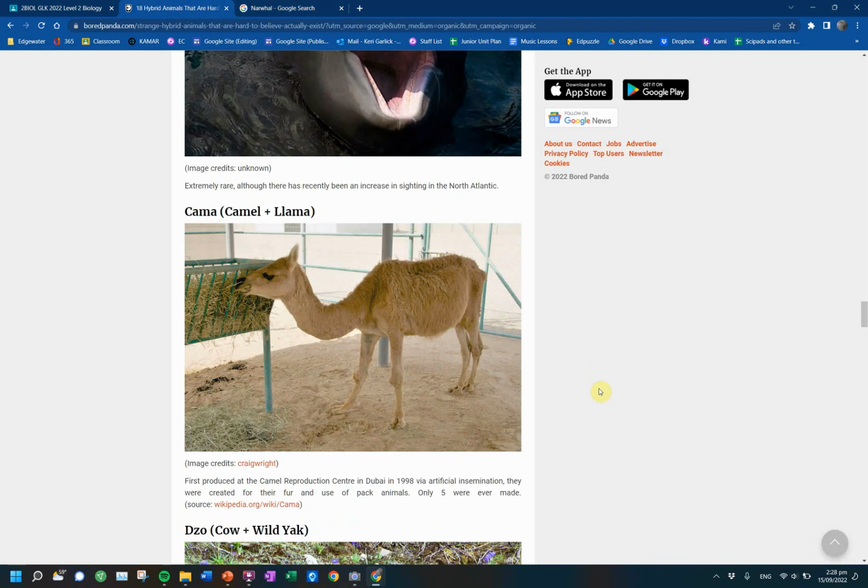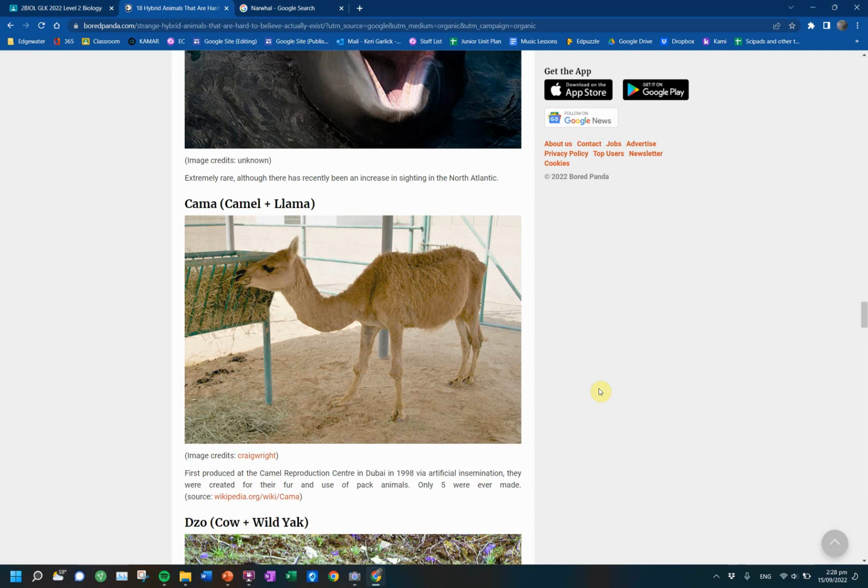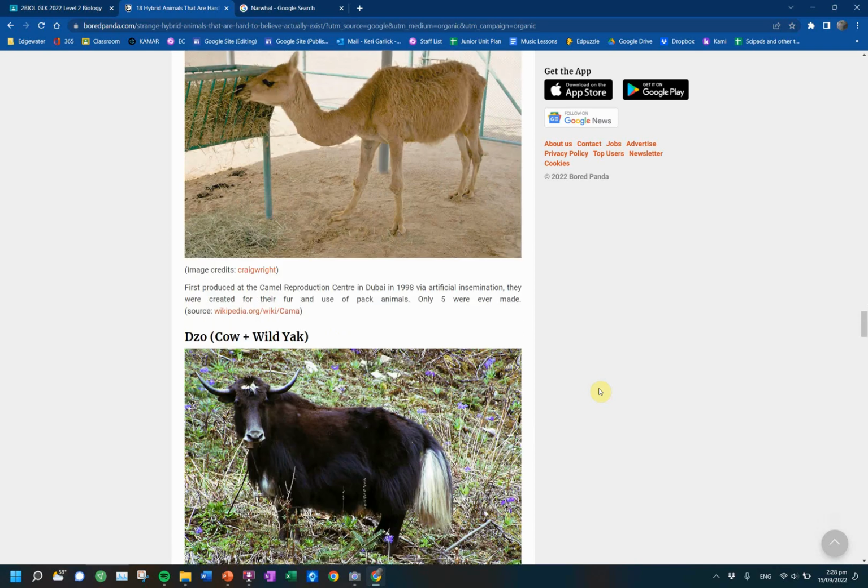This is a camel with a llama. I thought, but can they procreate? Which ones? Camels. Probably not. I would say most of these hybrids are probably going to be the end. Wow. I know, they're cute. Have you seen that one, Miss?